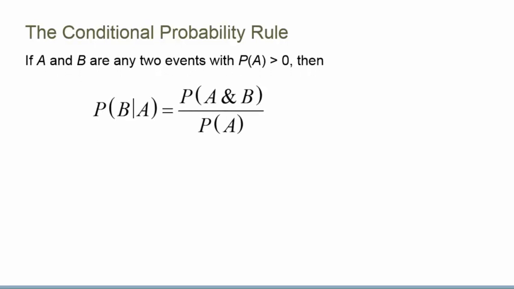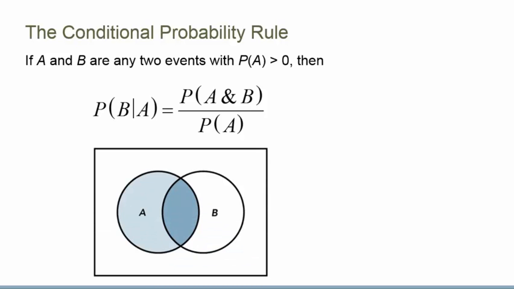Conditional probability rule. If A and B are any two events with the probability of A greater than 0, then the probability of B given A equals the probability of A and B divided by the probability of A.